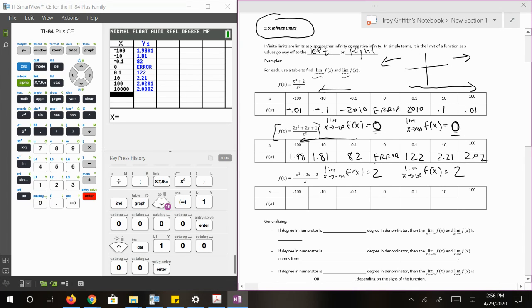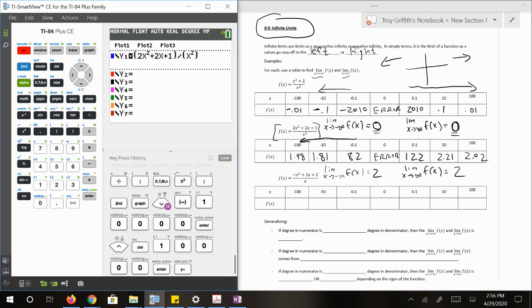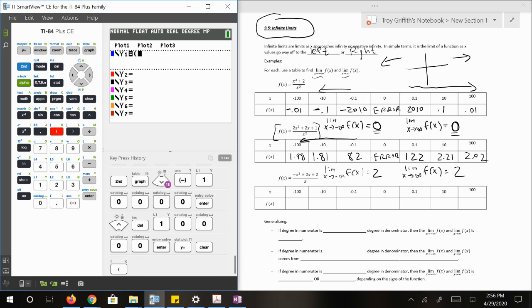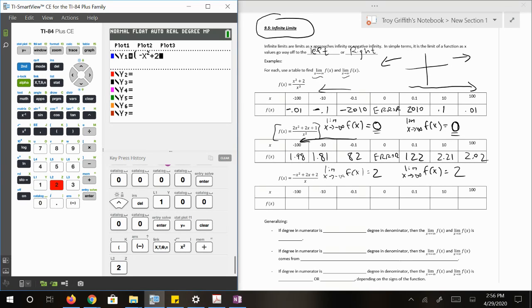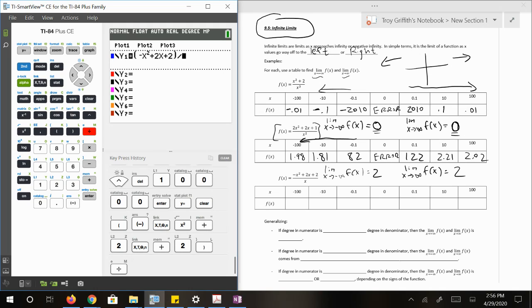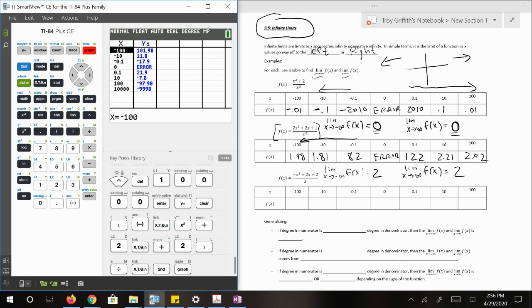All right. Okay, let's try one more function here with our charts. So this time we have negative x squared plus 2x plus 2, all divided by x. And let's take a look at our table. Okay, so negative 100 here.